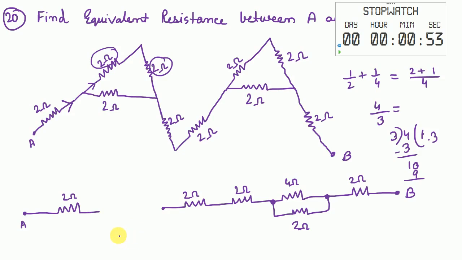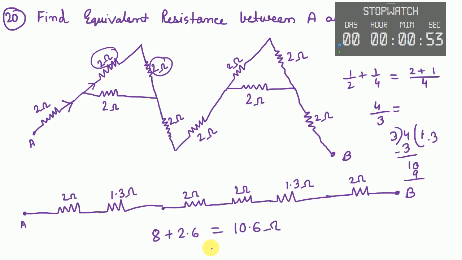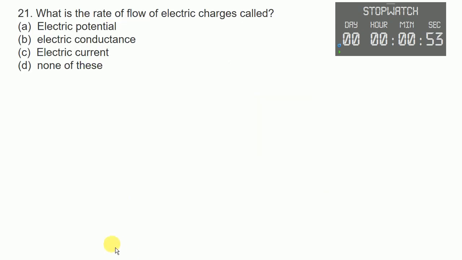Instead of these we'll write one resistance as 1.3 ohm, and again over here also same thing is there. So here also 1.3 ohm. Now everyone is in series: 2 plus 4 is 6, 7, 8, 8 plus 1.3 plus 1.3, 2.6, you get 10.6 ohm. I hope it is clear, right? That's what we have to find out. Clear? Okay. Next question, right?